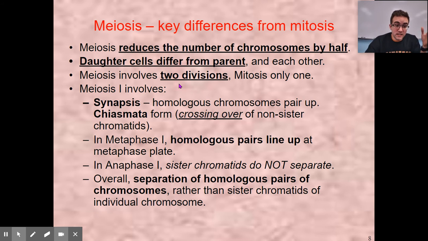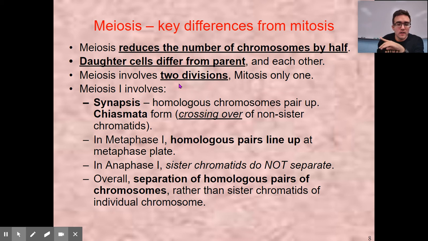So the difference is that meiosis reduces the number of chromosomes by half. So with mitosis, in the end, we got 2 cells, each with 46 chromosomes. In meiosis, at the end, we get 4 cells with 23 chromosomes each. So the daughter cells do differ from the parent. The 4 haploid cells at the end of meiosis are genetically different than the parent cell, where in mitosis the 2 daughter cells are genetically identical to the parent. Meiosis involves 2 divisions, hence meiosis 1 and meiosis 2.